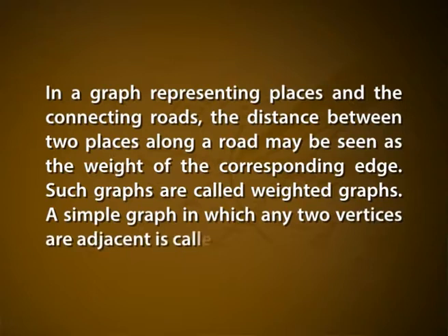A simple graph in which any two vertices are adjacent is called a complete graph. A complete graph on n vertices is denoted by Kn.